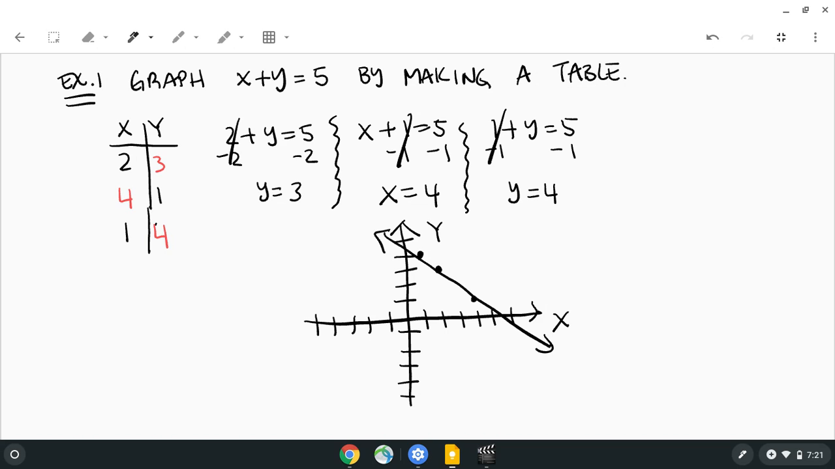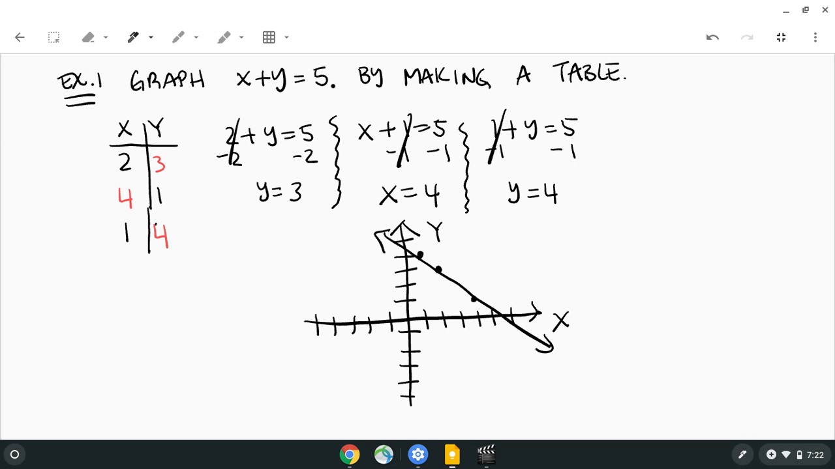So that's how you graph by making a table. And again, what you're doing is you're plotting all the solutions to this equation. And there are infinitely many, right? I can plug in -1, and my answer for y would be 6. -1 plus 6 is 5, right? Any combination that makes 5 will work.